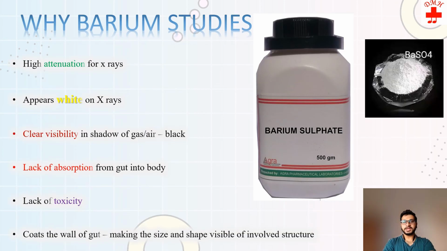So why do we use barium for the studies? Because barium has a high attenuation for X-rays. It appears white on X-rays. Then it shows a clear visibility in the shadow of gas or air, which appears black. There is lack of absorption from the gut into the body, lack of toxicity, and it coats the wall of the gut, making the size and shape of the involved structure visible to us.